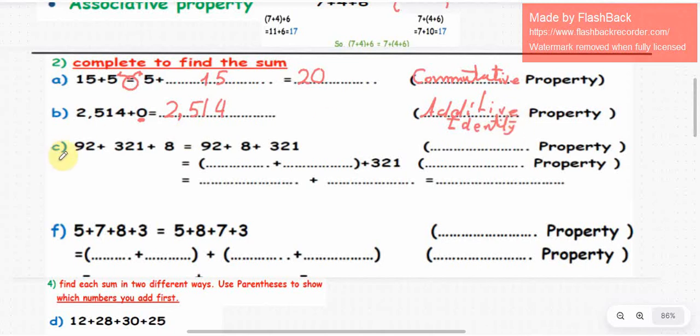Okay. Letter C. 92 plus 321 plus 8 equals 92 plus 8 plus 321. So here he switched between two numbers. When I switch, it's called commutative. So I'm going to write commutative, but I'm going to write it as a shortcut.